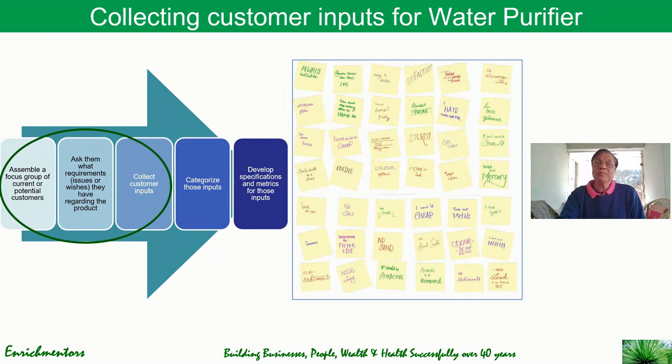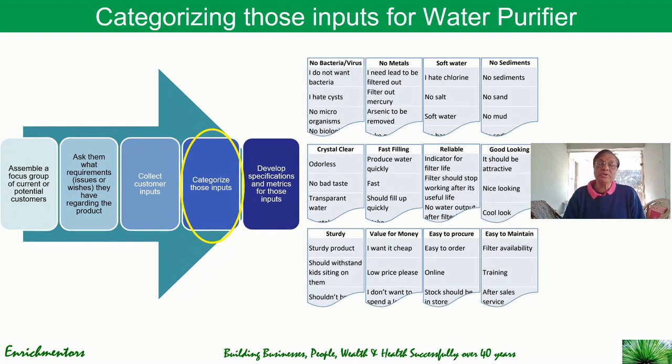Once you have collected the inputs in these post-it notes, you categorize these inputs using what is called the affinity diagram process, in which naturally close together inputs you put together, moving the post-it notes on the whiteboard itself and putting them together in specific pieces. For example, what you see here is all these post-it notes have been clubbed into many categories, like No bacteria virus, which consists of three post-it note inputs. I do not want bacteria. I hate cysts. No microorganisms. No biological manifestations. So that's the kind of input you do.